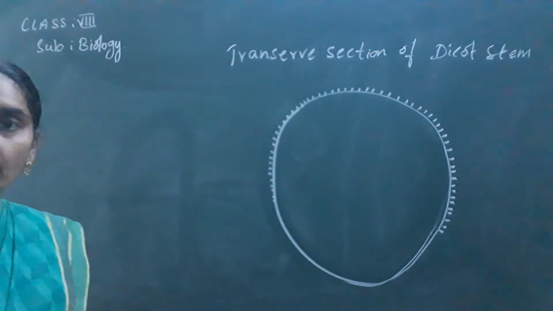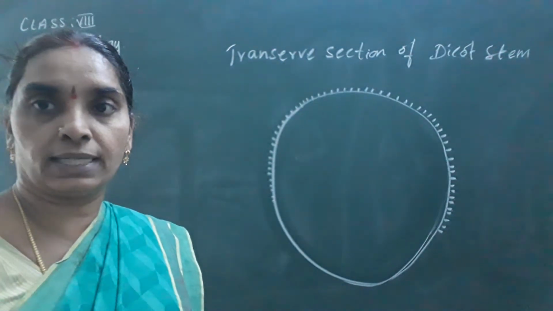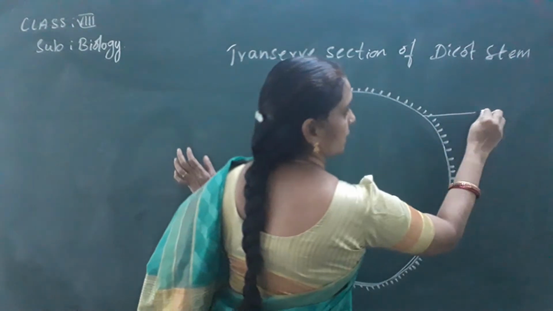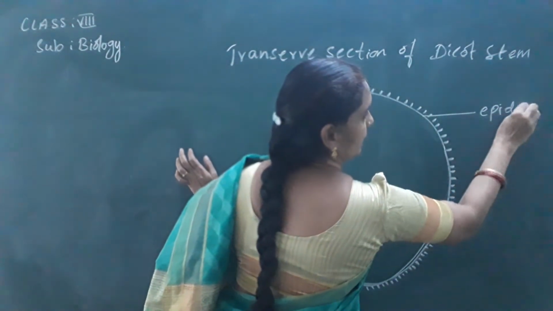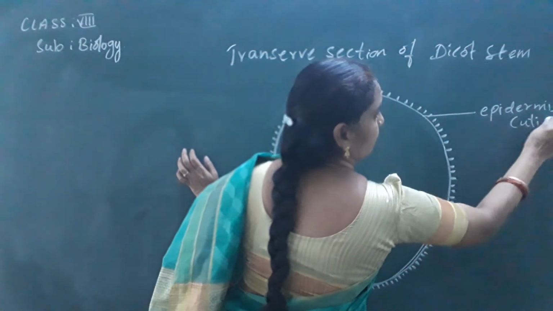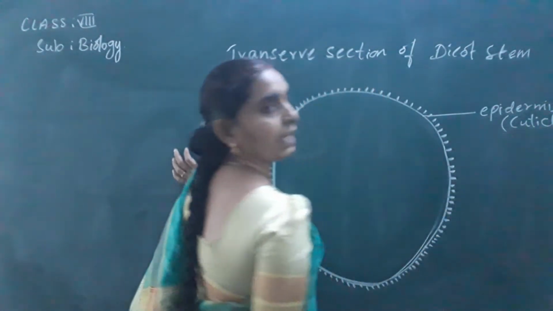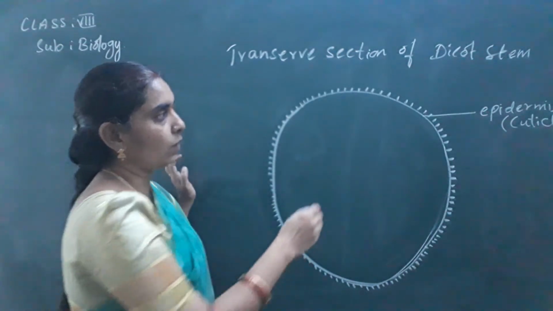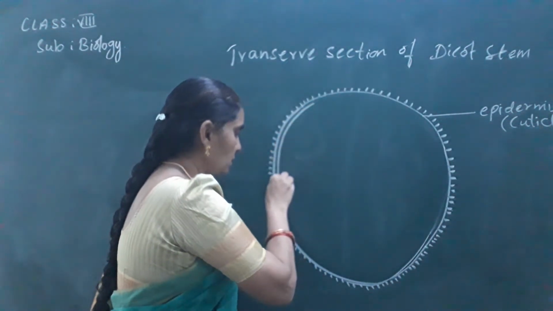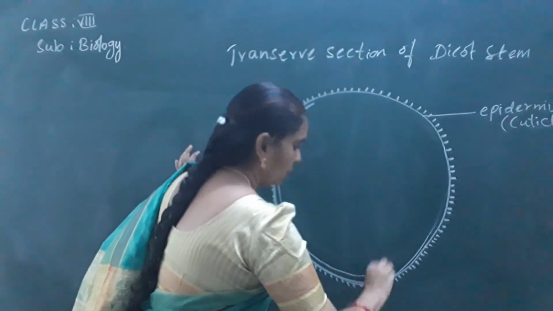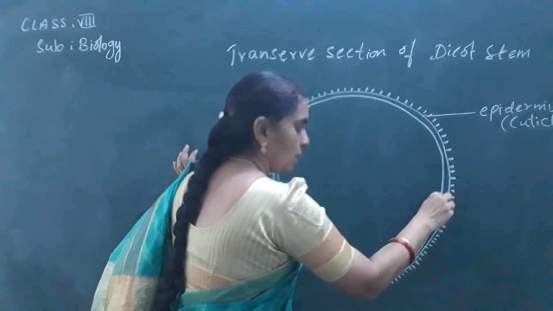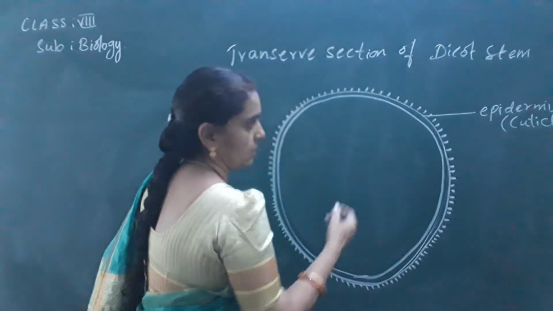Okay, children, likewise you have to draw continuously. See, children, this is the outer epidermal layer. What is it? Epidermis. That is cuticle. It gives shape to the cell. It protects the cell. Okay, and the inner layer is mesoderm or hypodermis. It is also called hypodermis or mesodermis.